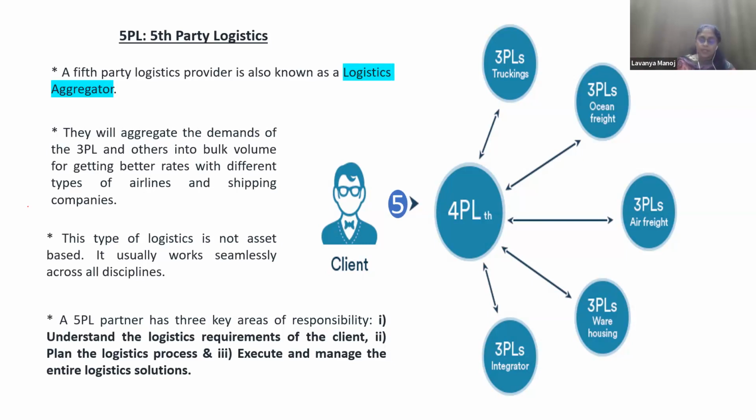And fifth party logistic providers, otherwise called logistics aggregators, take care of all the supply chain activities on behalf of the company. Hope I'm clear about the difference between first party to fifth party.